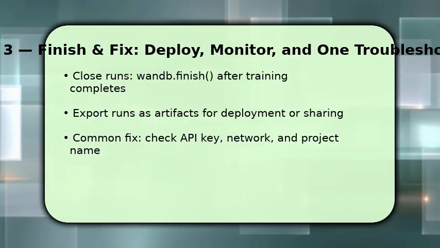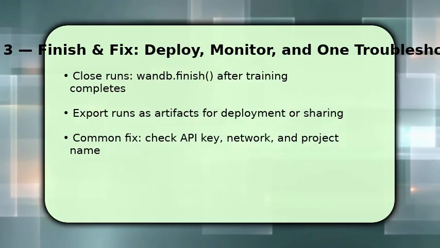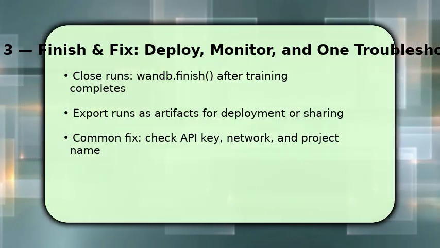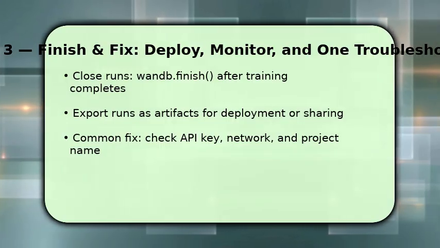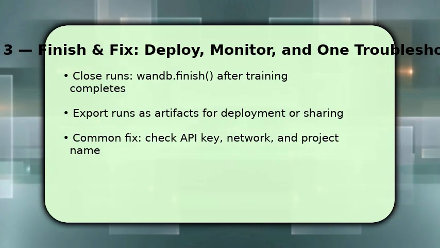If something goes wrong, first check your API key and network connectivity, then confirm the project and entity names match. Also inspect Wandb logs for authentication or quota errors. If uploads stall, try a smaller log frequency and rerun to isolate the failing step.